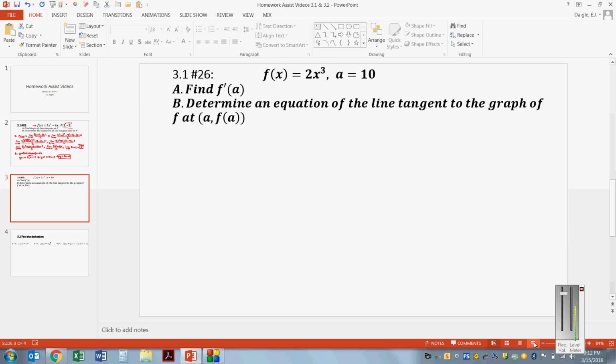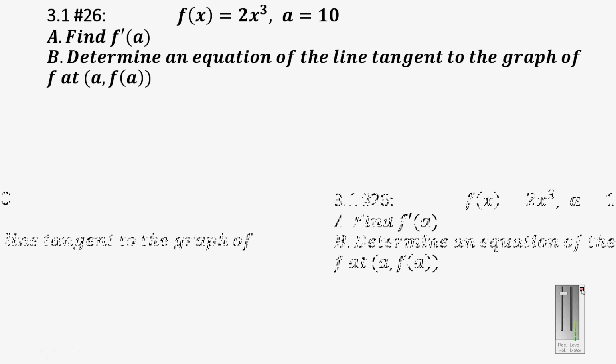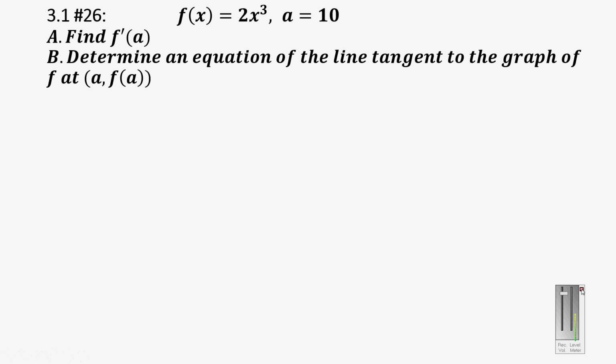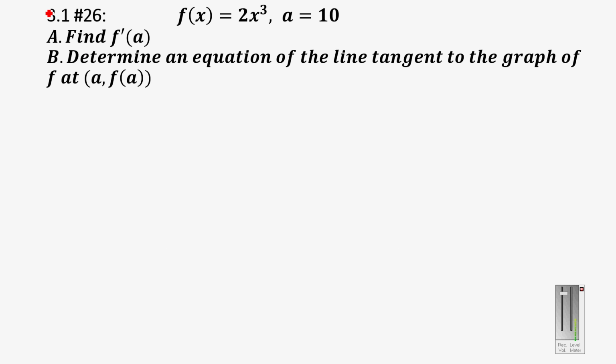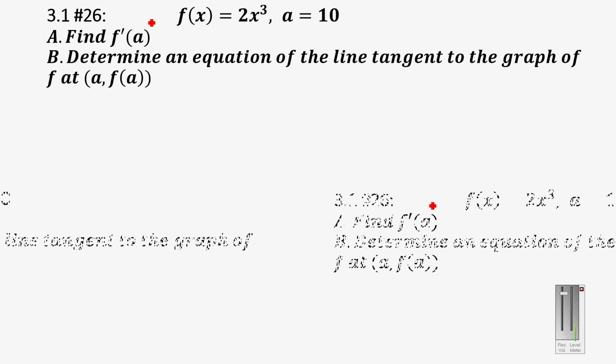All right, so let's go ahead and take a look at section 3.1, number 26. And this is very similar to the last problem we did. They're just wording it a little differently, but they're giving us essentially the same exact information. So 3.1, 26, we have a function again, f of x equals 2x cubed, and a equals 10.